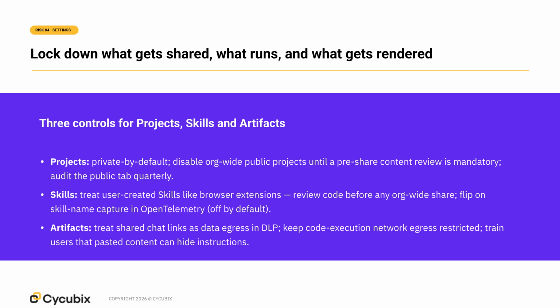Treat shared chat links as data egress events in your DLP. Keep code execution network egress restricted from the previous section, and train your users that pasted content can hide model instructions. Prompt injection is a content trust problem, not just a model problem.